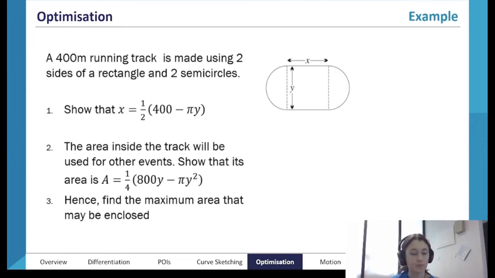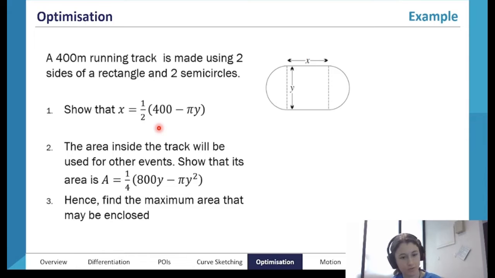So here we have a 400-meter running track, which is made using two sides of a rectangle and two semicircles. And as you can see here, X is the width, not including the semicircles, and then Y is the distance between the two parallel lines. Firstly, we need to show that X equals a half outside of 400 take pi Y.